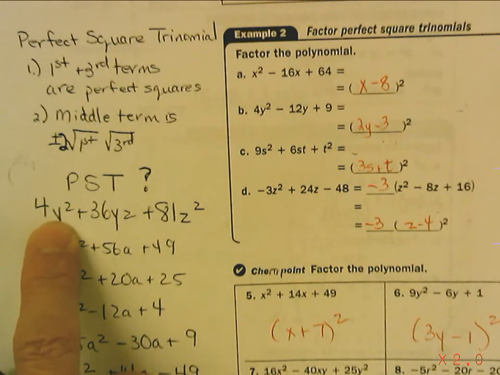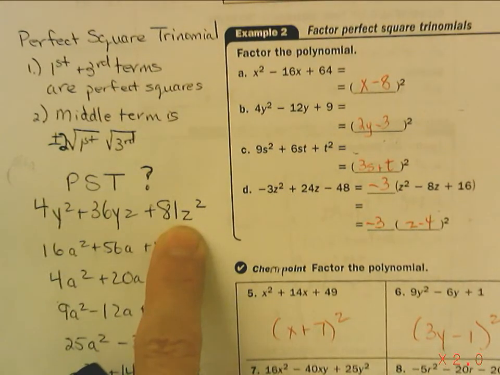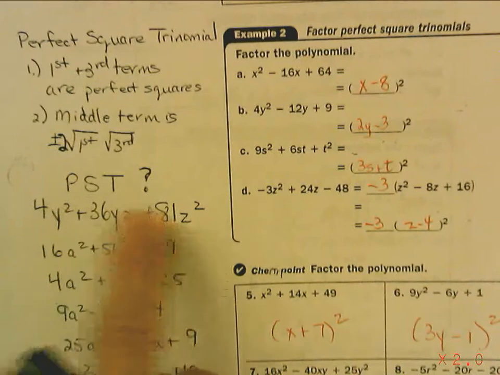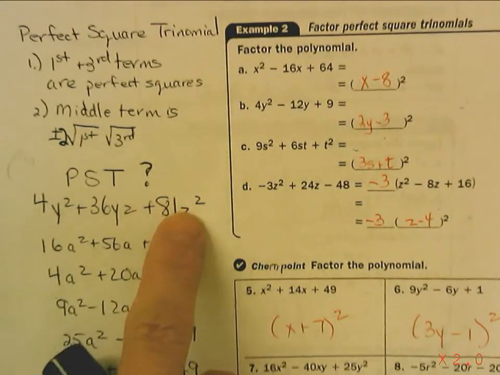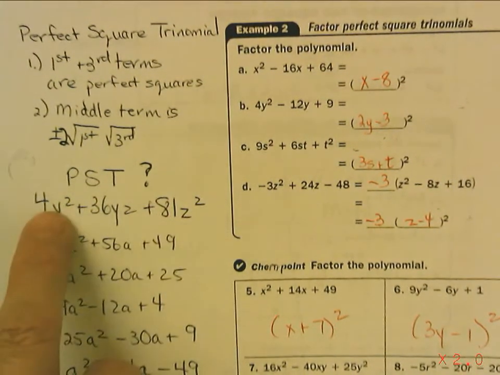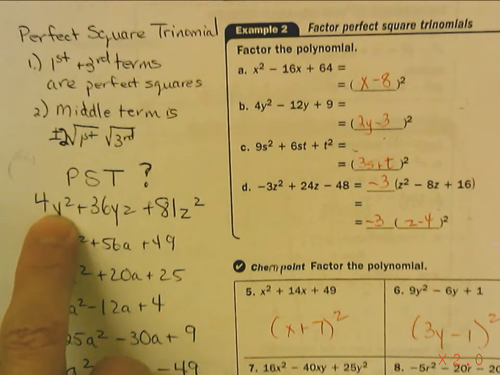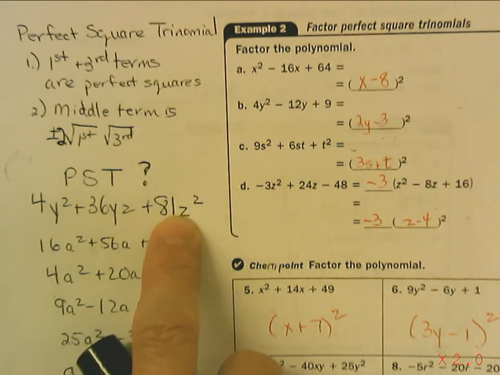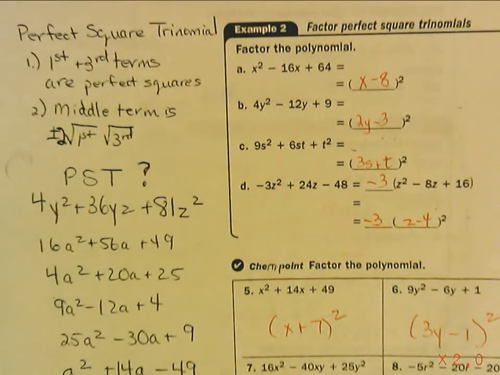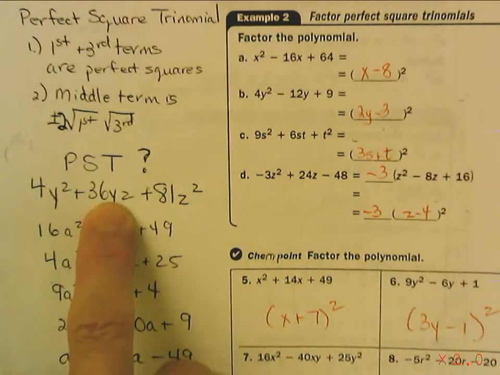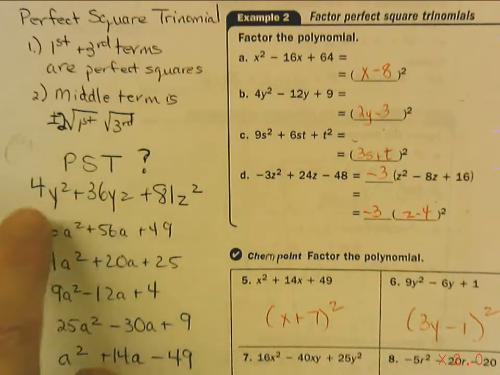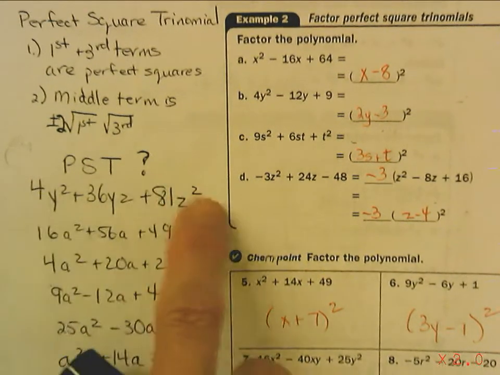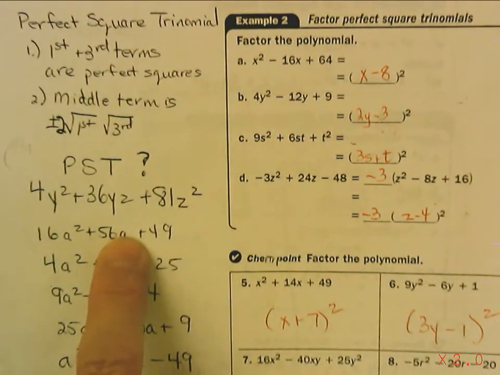4y squared is a perfect square. 81z squared is a perfect square. So this will be a perfect square trinomial if I take the square root of the first, which is 2y, multiply it by the square root of the last, which is 9z, and that becomes 18yz. And then double it, I get 36yz. So it was twice the square root of the first times the square root of the last. Let's try the next one.